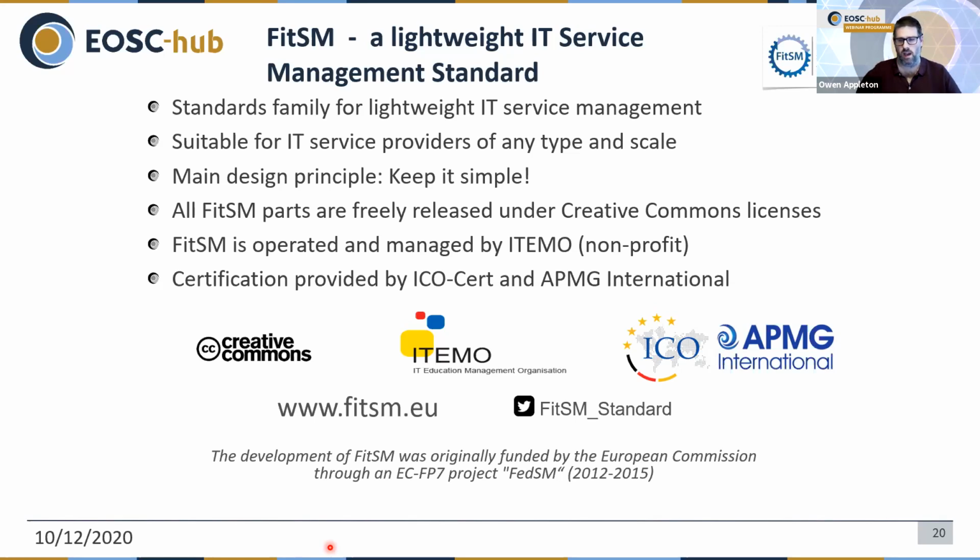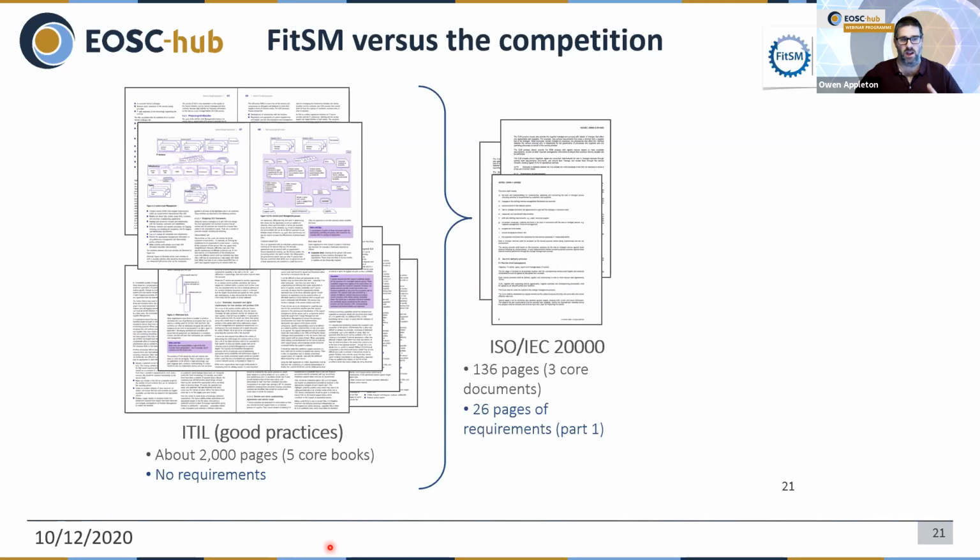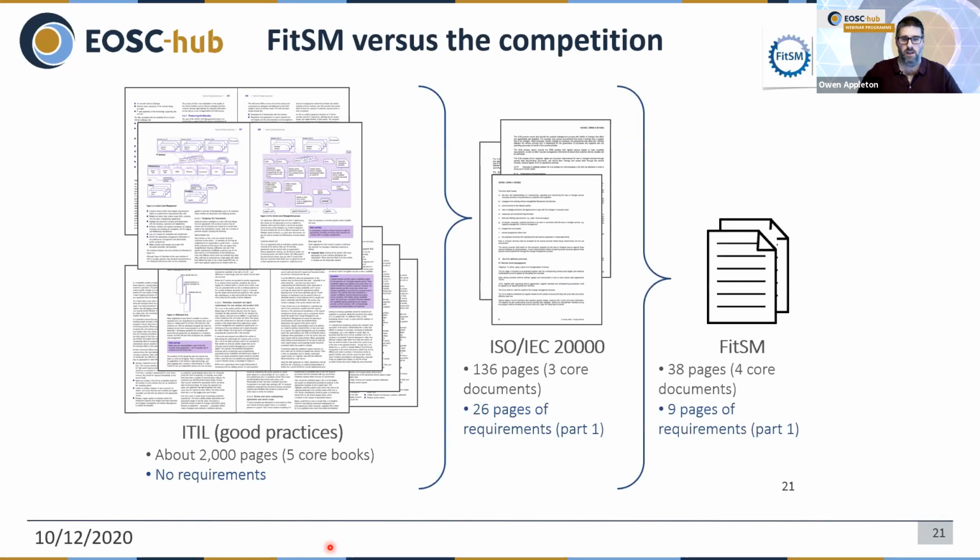Why is it interesting? Versus some of the competition, ITIL, which I mentioned, about 2,000 pages, lots of good practice, no requirements, no checklist of things you have to do. ISO 20000, which was developed out of ITIL, about 136 pages for the core documents, 26 pages of requirements, so 26 pages of things you have to do to follow this standard. FitSM, 38 pages for the core documents and 9 pages of requirements. This is as slim as you can get and still be delivering something of high quality. So this is really brought down to a realistic level for the research sector.